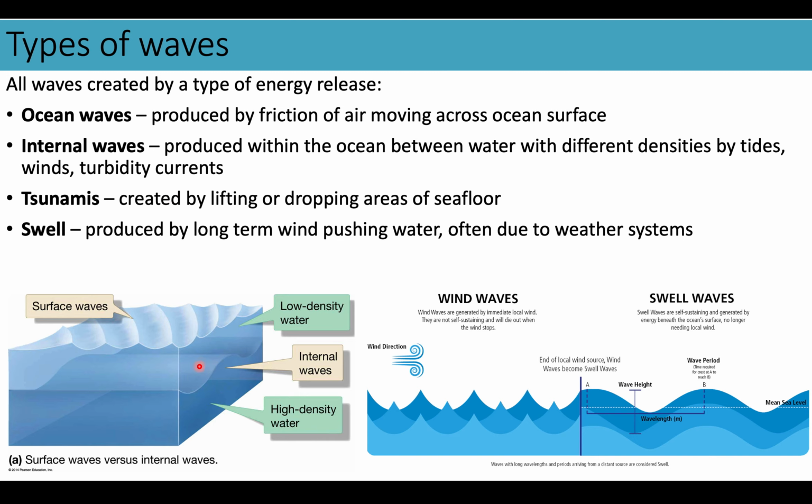Internal waves would be not at the surface, but internal to the water column, and these are waves that are caused by differences in densities. So water interacting with other water of different density, caused by either tide or turbidity or winds. So internal waves can be produced in the water column because different water masses are interacting. In this example, we have low density water on top, high density water on the bottom. As that settles, we will have some internal waves there.